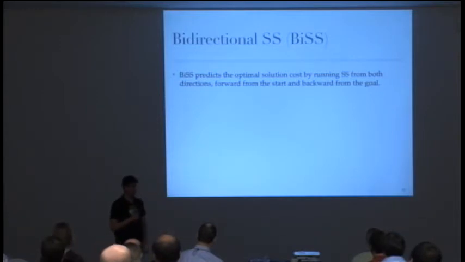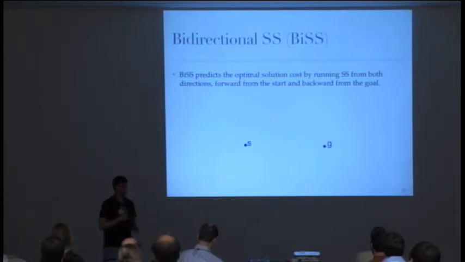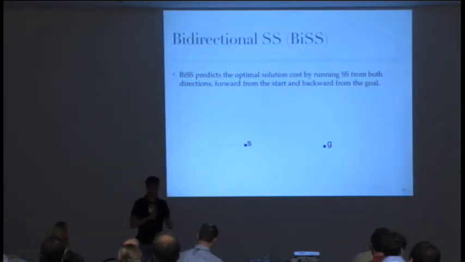And then we came up with the bidirectional version of the SS algorithm. The idea here is that we have the start and the goal state, and we apply SS from both ends at the same time, alternating between them.